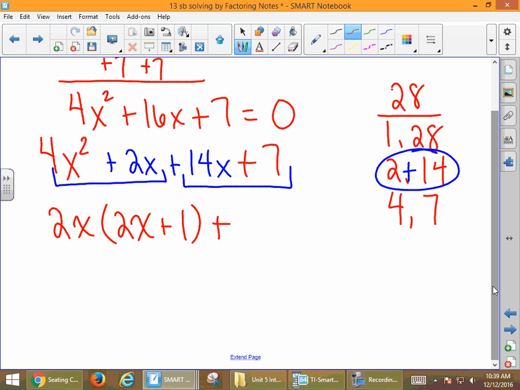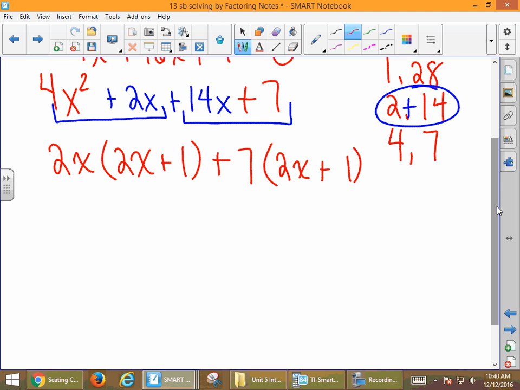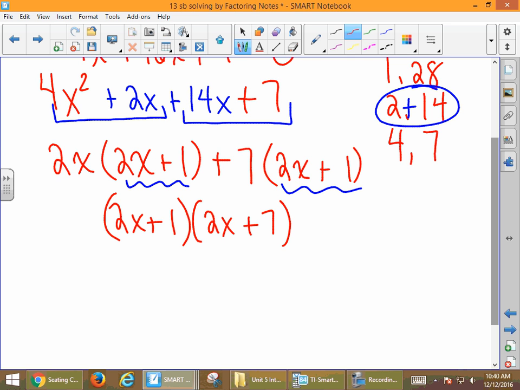Over here in our second group, between 14 and 7, what's the biggest number that goes into 14 and 7? 7. Well, 14 divided by 7 is 2x. 7 divided by 7 is 1. We have to write it. So now, we get close to finishing here. From each group, we have 2x plus 1. Then our single, 2x plus 7.